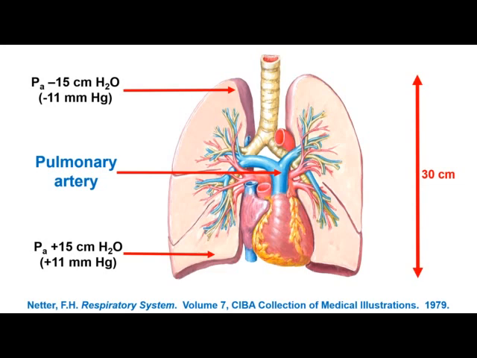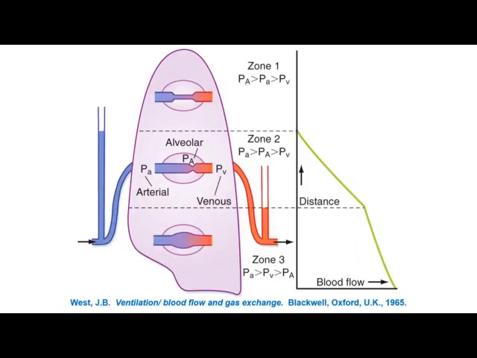Pressure up here, conversely, is going to be the opposite. It's going to be mean arterial pressure minus 11. So there is a gradient in pressure in the lungs. And this sets up three zones of pulmonary perfusion in the lungs, originally described by John West.